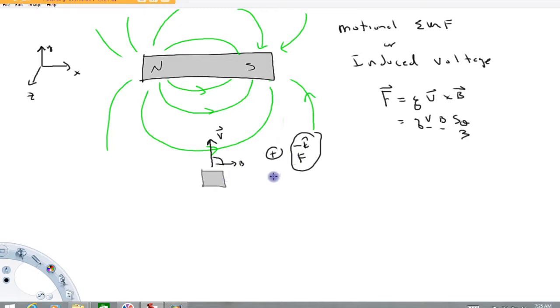Now, any electrons will have exactly the opposite of that. The electrons will be forced in the plus k direction. The protons are not free to move, but the electrons are, at least some of them, the outer shell electrons. If this is a conducting material, then the outer shell electrons are free to move. So if I take a look at this now from a side view, what are we going to see?